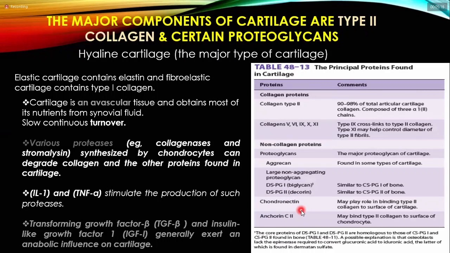This is the role of the chondronectin protein, which is the connection or linkage of collagen type 2, for example, and anchorin C2, which is also important for the anchorage of collagen type 2 on the surface of the cartilage cells, which are known as chondrocytes. So these are the basic components, as protein components, of the cartilage tissue compared to the bone structure.